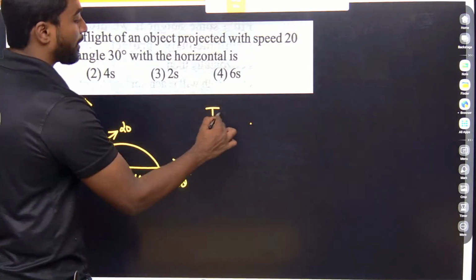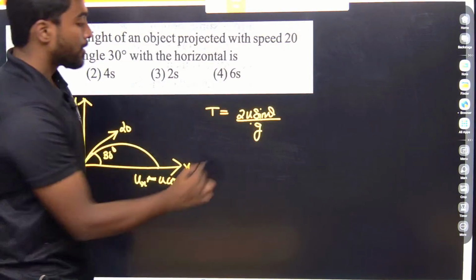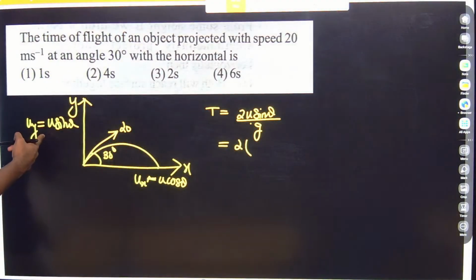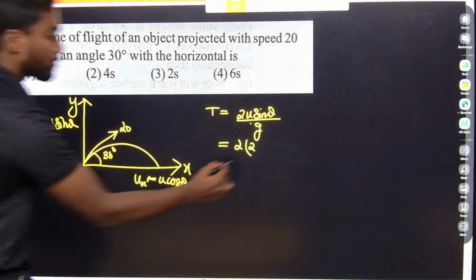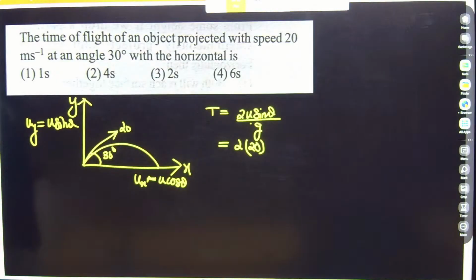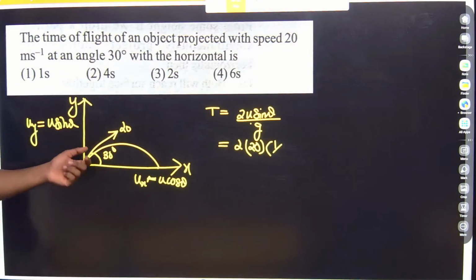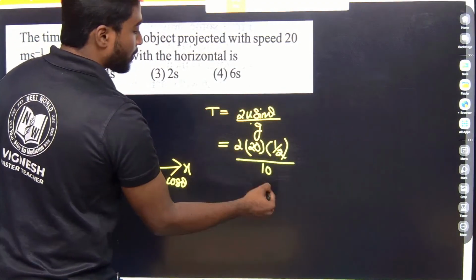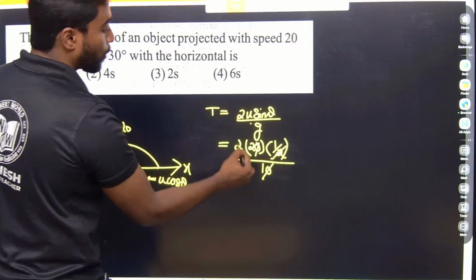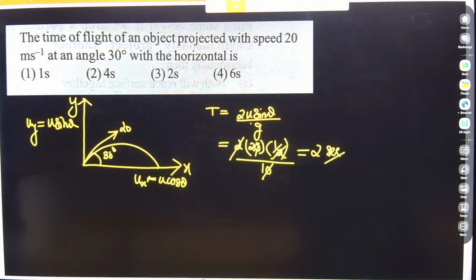So time of flight will be equal to 2u sin theta by g, right? So 2 times u sin theta here. What is the velocity? 20. So 20 into sin 30, sorry, not 37, sin 30. It is 1 by 2, right? Sin 30 by 10. So 10 and 10 will get cancelled off, 2 and 2 will get cancelled off. It is 2 seconds is the answer. Okay, done now.